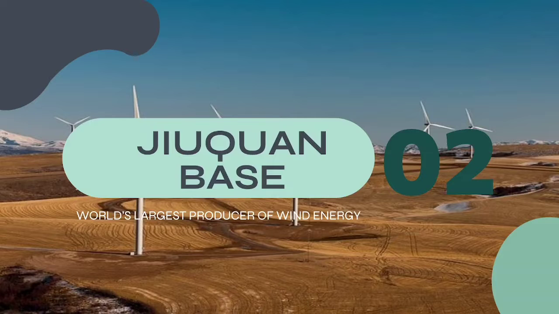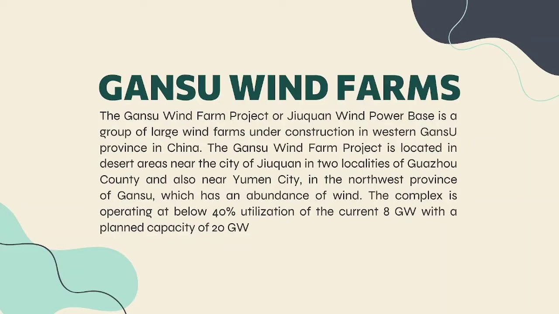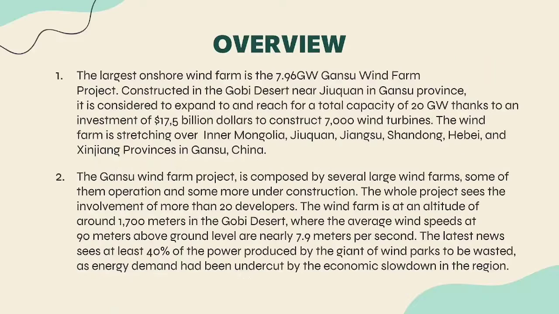Next is Jiuquan Base, the world's largest producer of wind energy. Gansu Wind Farms. The Gansu Wind Farm Project, or Jiuquan Wind Power Base, is a group of large wind farms under construction in western Gansu province in China. It is located in desert areas near the city of Jiuquan, in two localities of Guazhou County and also near Yumen City. In the northwest province of Gansu, which has an abundance of wind, the complex is operating at below 40% utilization of the current 8 gigawatts, with a planned capacity of 20 gigawatts.